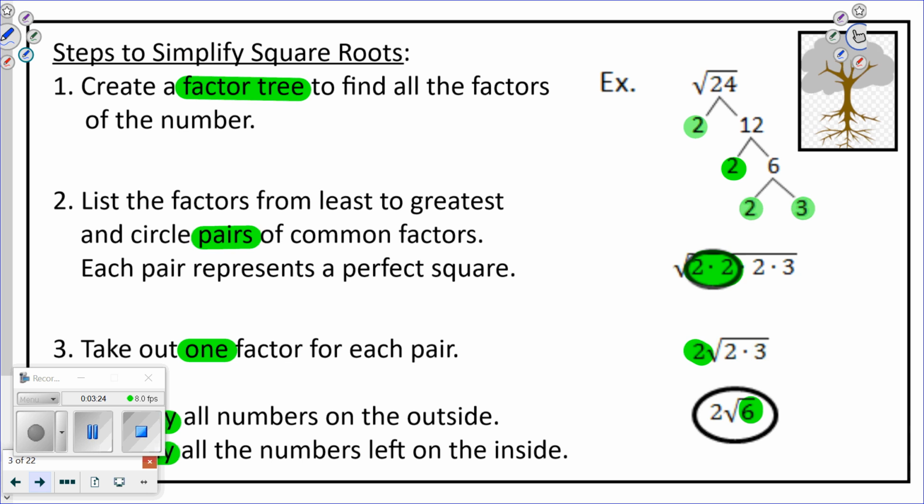So I know I could have gone 3 and 8. I could have gone 4 and 6. There's different ways to make 24. It does not matter which way you start. It does not matter. Okay, so for me, I went 2 and 12. 2 is a prime number. What does that mean?